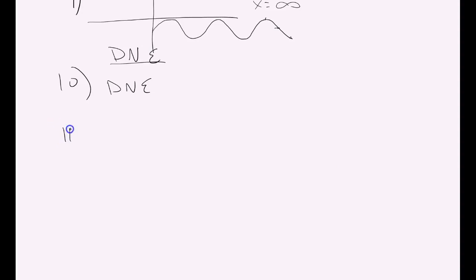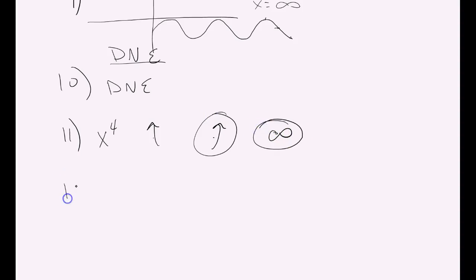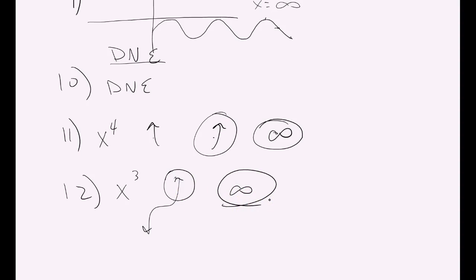Number 11, okay, that's a polynomial, and the leading term is x to the 4th. So I know that on both ends it looks like that. It looks like a parabola that's heading up. And so on the right side, it's heading up. So the answer is positive infinity. Number 12, that one is a cubic. It's an x to the 3rd. And if you know the parent for x to the 3rd, it looks something like that. So on the right side, it is heading up. So that's what I want to go after, is also another positive infinity.